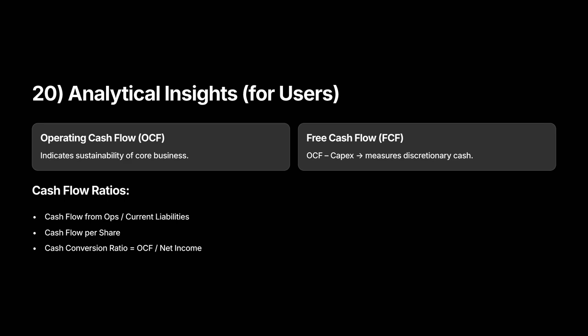End. Analytical insights for users. Key metrics derived from the cash flow statement. Operating cash flow, OCF, cash generated from core operations, indicates sustainability. Free cash flow, FCF, operating cash flow minus capital expenditures, measures discretionary cash available to investors. Useful ratios: OCF divided by current liabilities, cash flow per share, and the cash conversion ratio, which is OCF divided by net income. These help assess quality of earnings and liquidity.